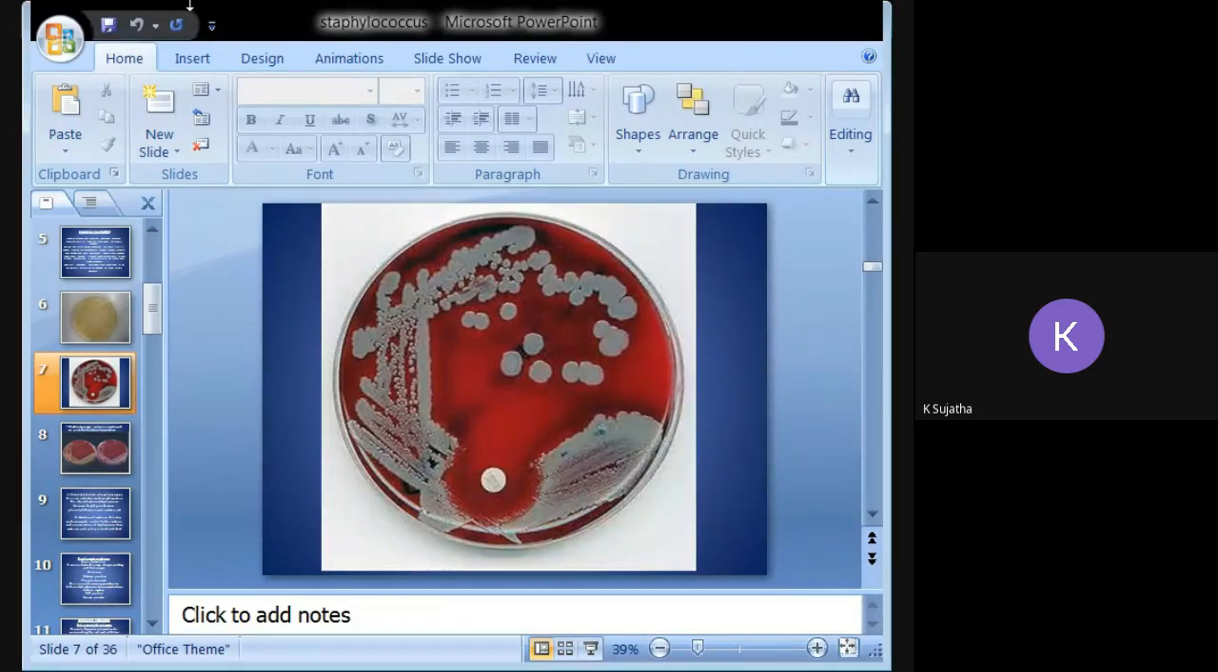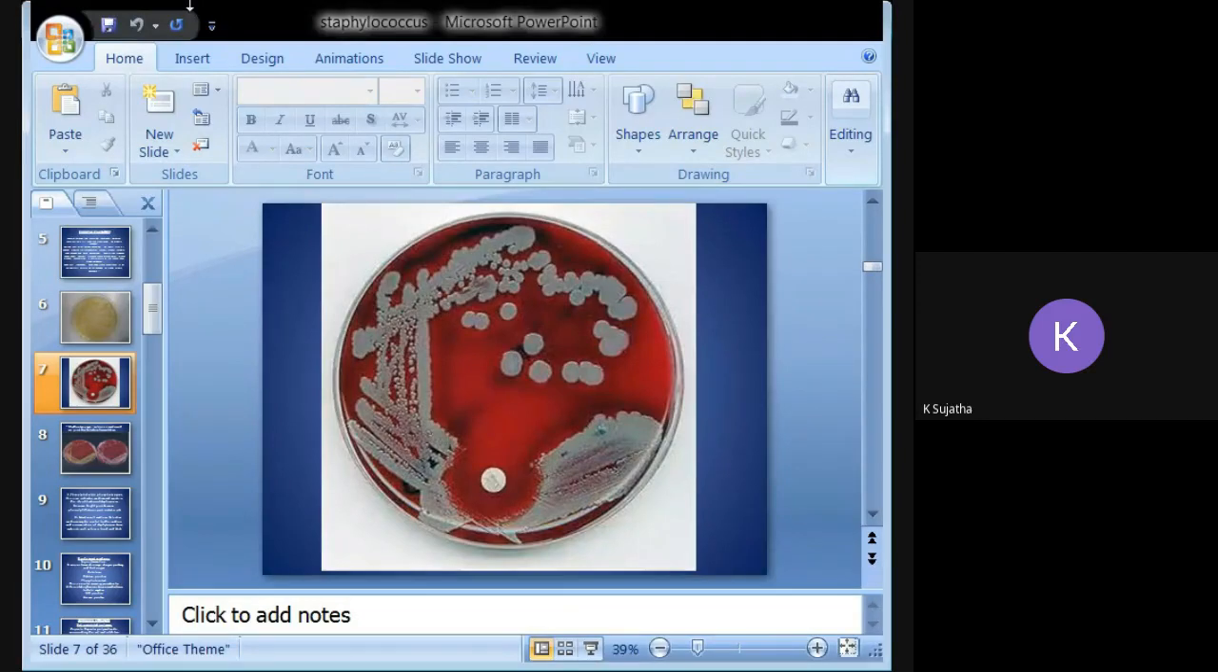Next, treatment, the last side heading. What is the treatment? Benzyl penicillin, the most effective antibiotic. Next, cloxacillin, then vancomycin and teicoplanin. These are all the antibiotics used against Staphylococcus aureus. This is the treatment. Note this point: benzyl penicillin is the most effective antibiotic.